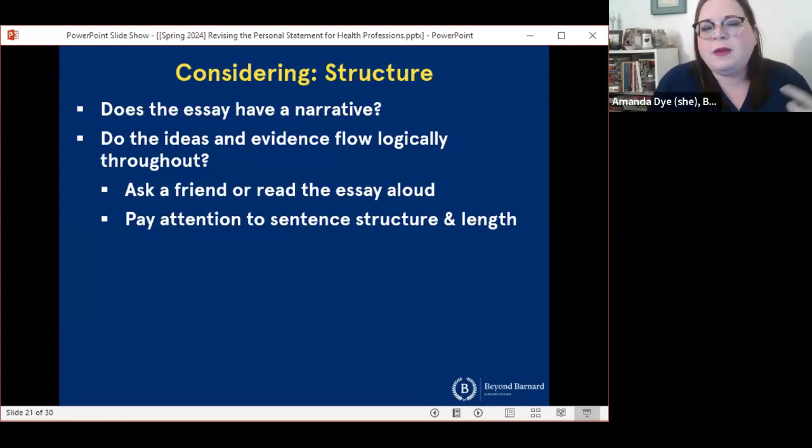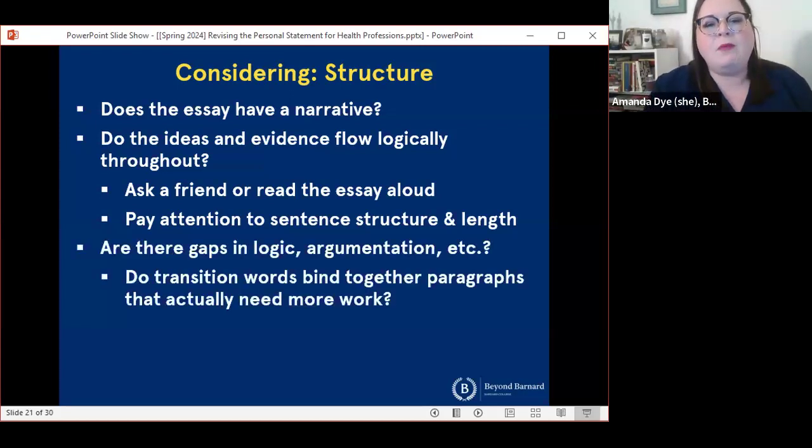You also want to think about sentence structure and length. So having some varied sentence lengths is really, really good. You don't want to have a ton of really long sentences or a ton of really short sentences. You want there to be a balance, again, with the goal of making sure that the reader is following you every step of the way.